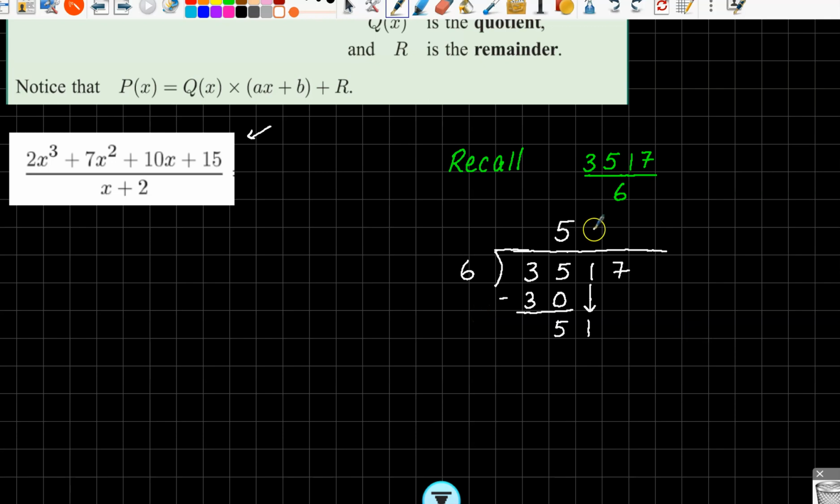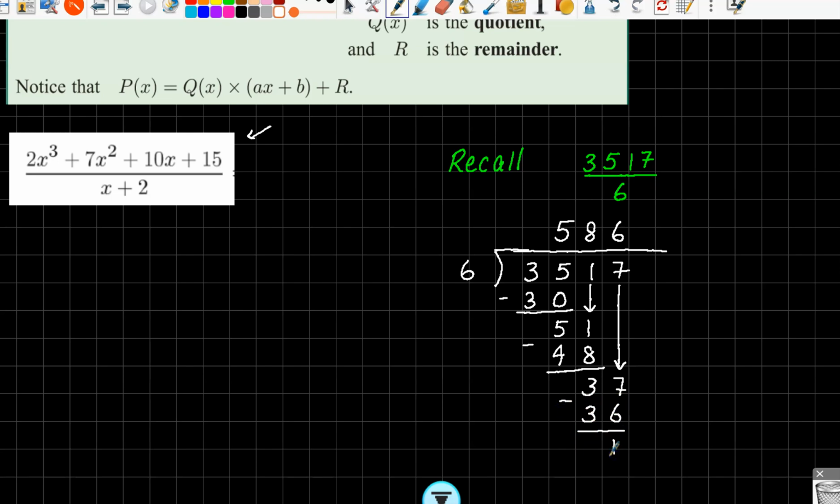6 eights are 48. So we then times that. 8 sixes are 48 and we pop that there and we subtract. Okay, 51 take 48 is 3. Once again, we bring down 7. 6 times what gives me 37? Well, it's going to be 6. Once again, you multiply 6 times 6 is 36.